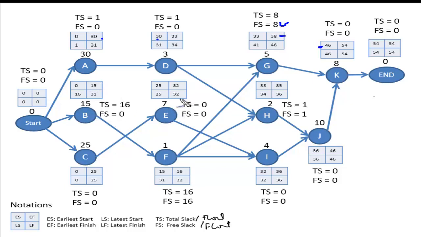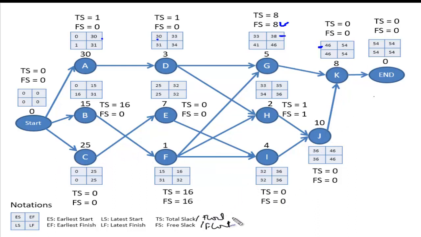For this one, it is 32 here and 32 here, that is 0. For this one, it is 32 minus 16, that is 16. And for this one, it is 36 minus 36, 0. For this one, it's 36 minus 35, that is 1. And for this one, we have done it actually, we have done it all.